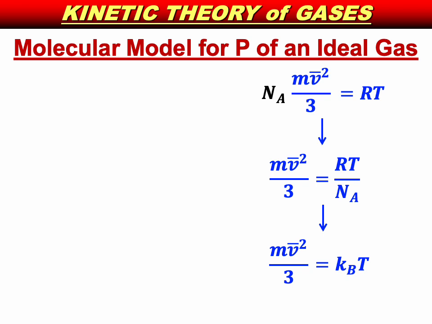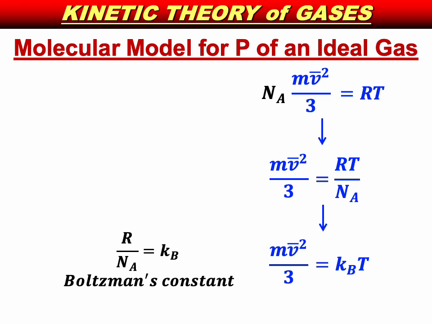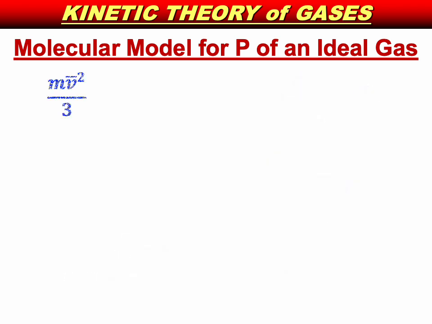Well, let's talk about this kB. So we got rid of the R, universal gas constant, divided by Avogadro's number. And that gave us this thing we call Boltzmann's constant. Wow, it's a constant. It's named after a guy named Ludwig Boltzmann. Did a lot of work in thermodynamics. All right, so let's look at this. I'm going somewhere with this, I promise.